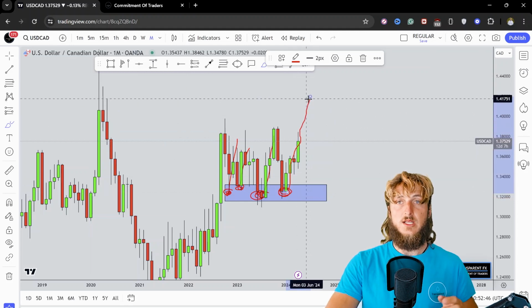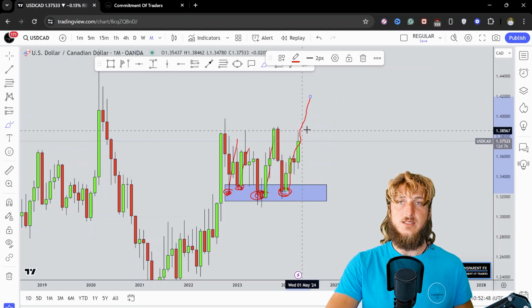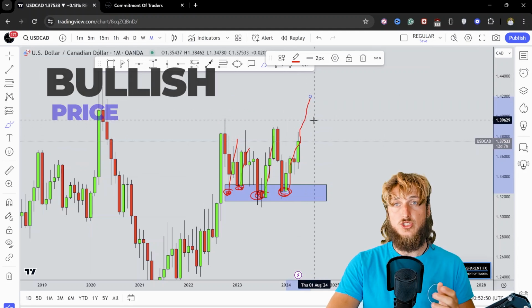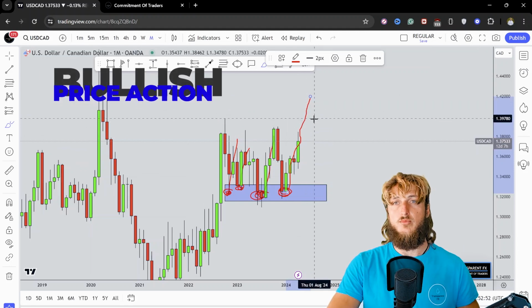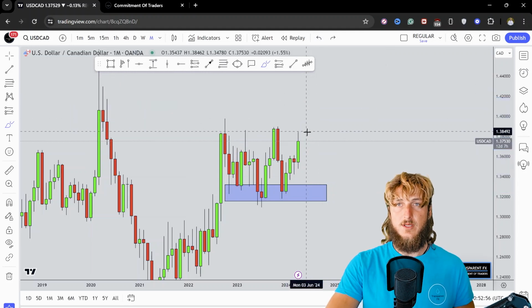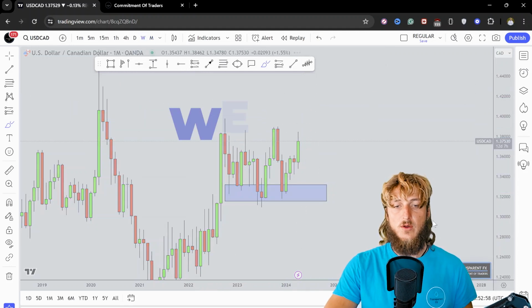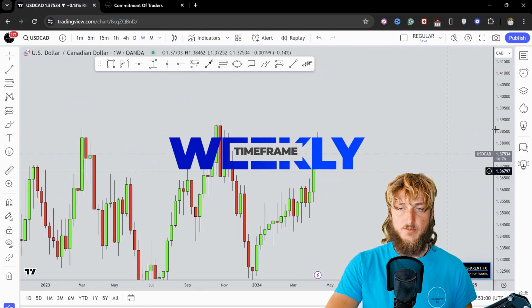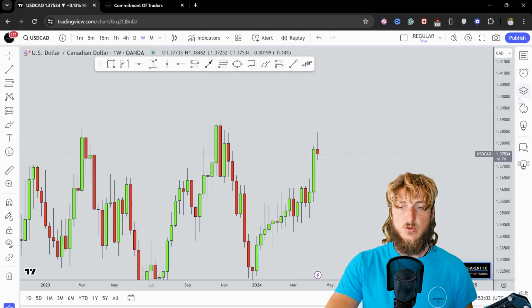So in a situation like this, looking at the market from a monthly standpoint, everything seems quite bullish, and we could expect more potential bullish continuation to be created away from this level. Dropping down on the weekly time frame, what do we see? Now, from a weekly standpoint, the situation is quite clear.